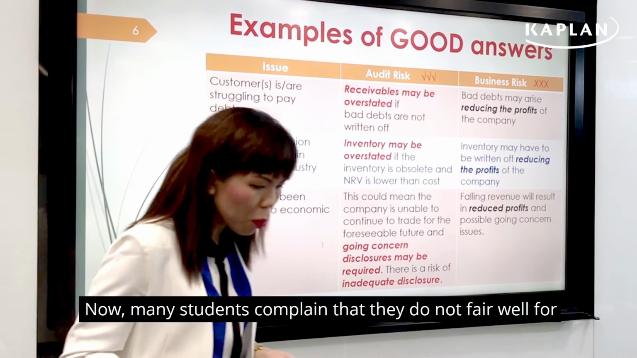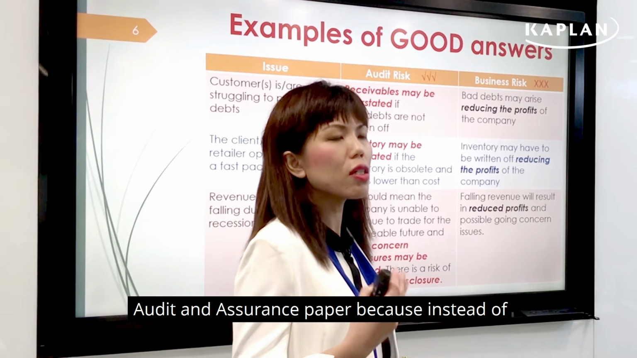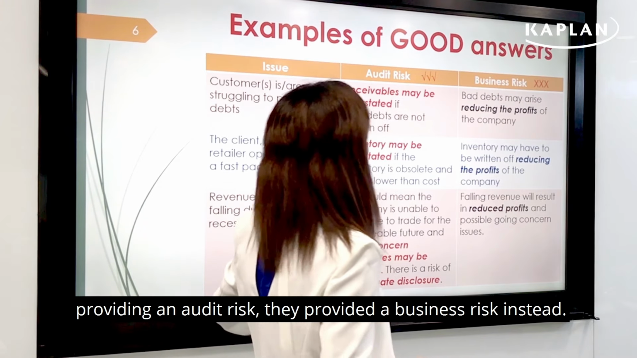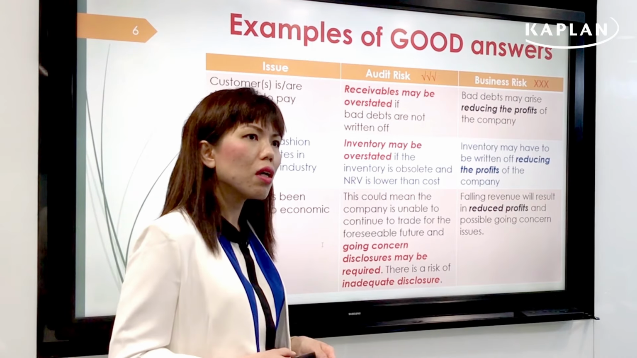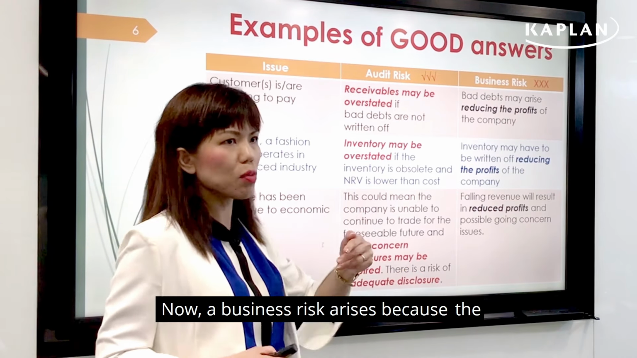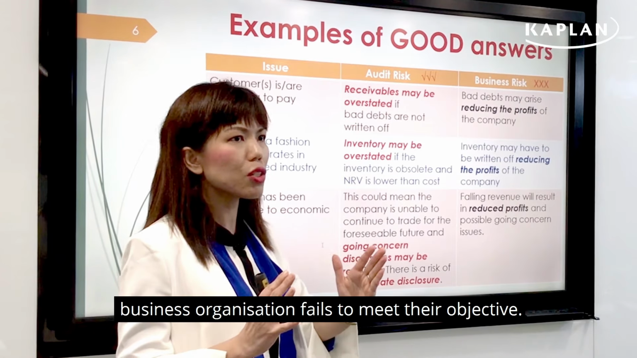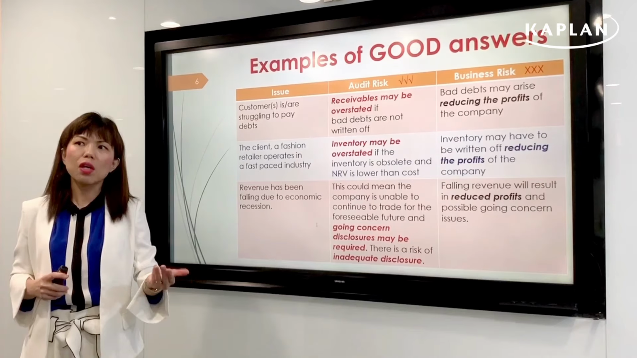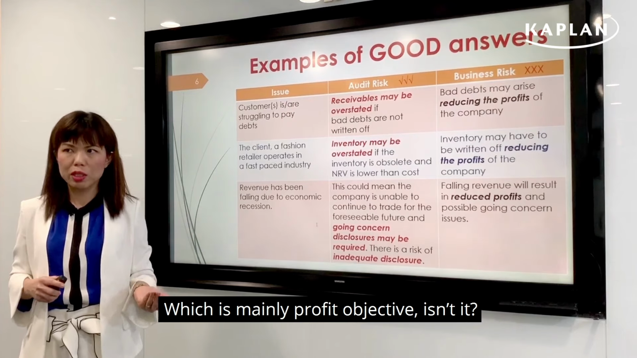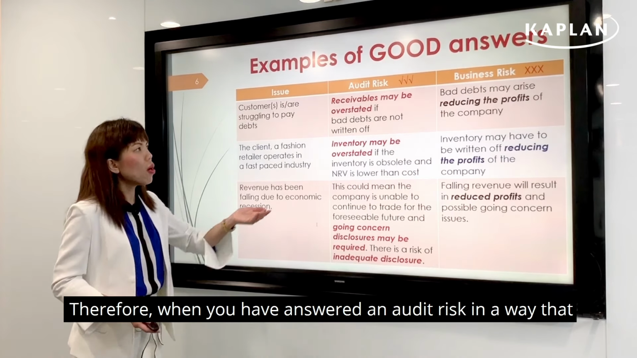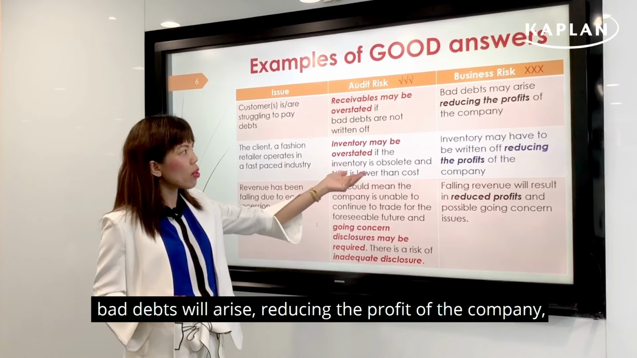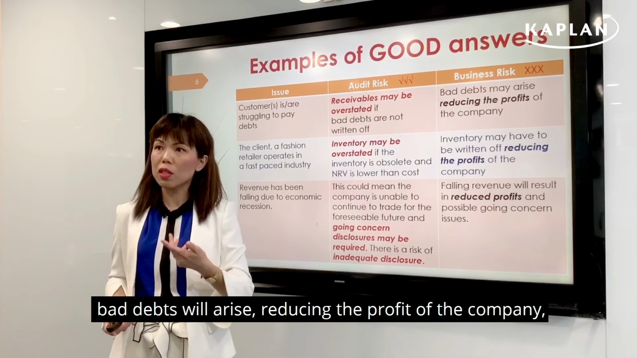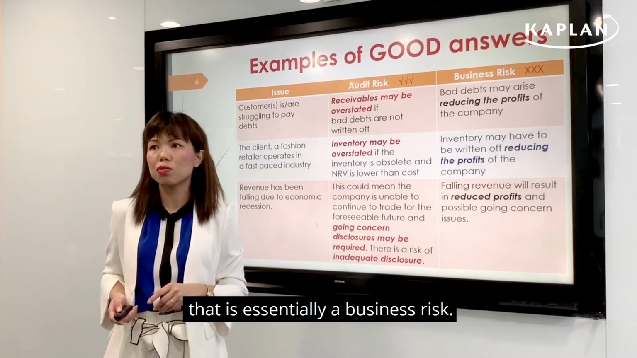Now, many students complain that they do not fare well for the audit and assurance paper because instead of providing an audit risk, they have provided a business risk instead. Business risk arises because the business organization fails to meet their objective, which is mainly profit objectives, isn't it? So when you have answered an audit risk in a way that bad debts will arise, reducing the profits of the company, that is essentially a business risk.